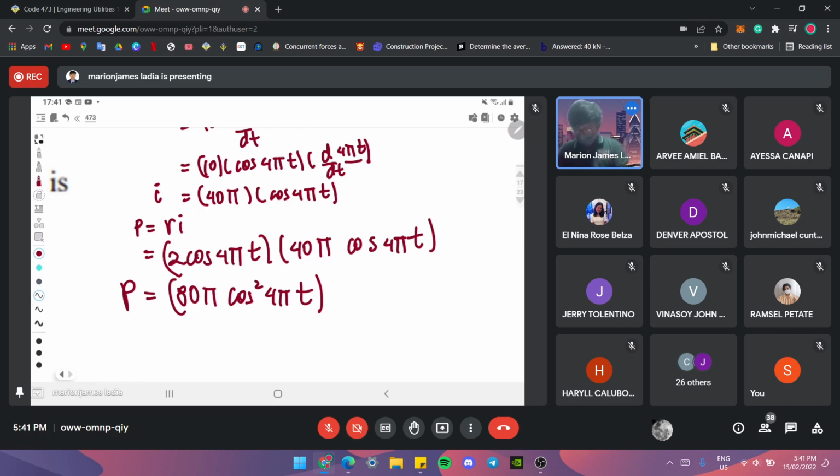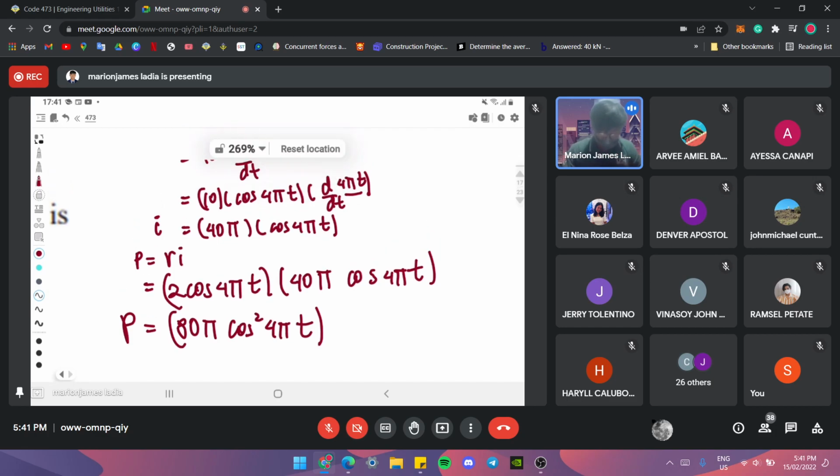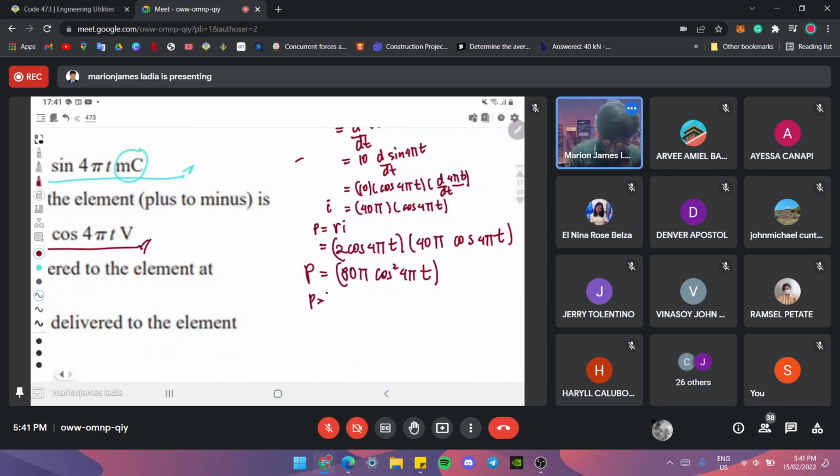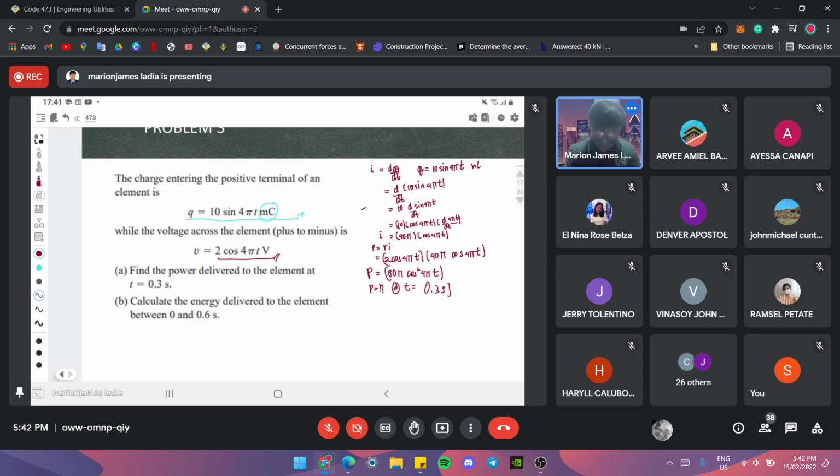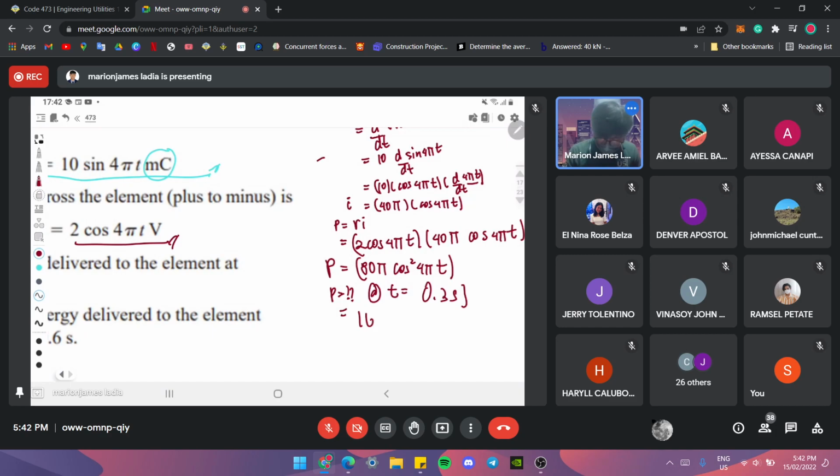Okay? So pag kinalculate natin yan, shift mode 4. Pag may calculator ka, para mabago mo yung unit of measurement for the angle from degree to radian. Shift, cosine 4 pi, alpha x, squared. Calc, and find the power P at t equals 0.3 seconds. So I will have power equal to 164.5 watts.